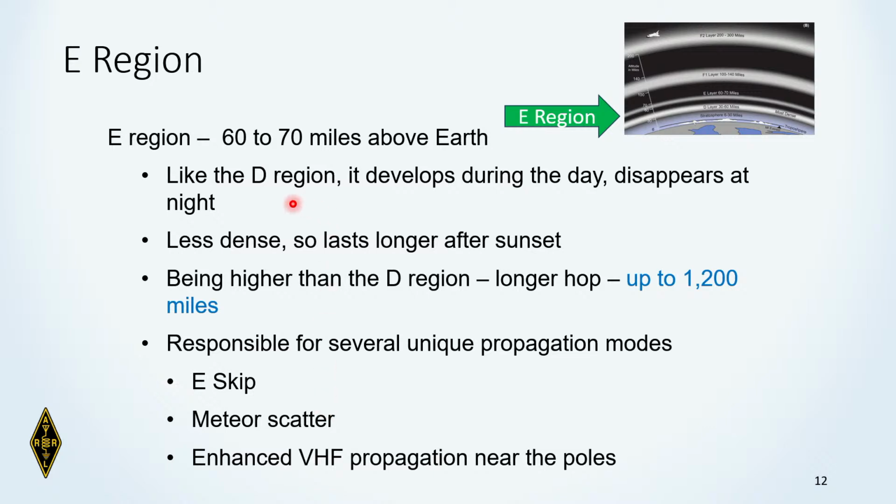Like the D region, it develops during the day and disappears at night. Now the air is less dense at this level compared to the D layer, so it will last longer after sunset. And being higher than the D region, we have a longer hop. We can go up to 1,200 miles with a single hop in the E region. I'm going to be switching between regions and layers, so you know it's the same thing. There's a lot more on the E layer when we get into the extra class.